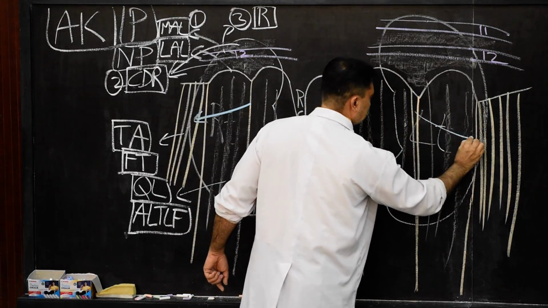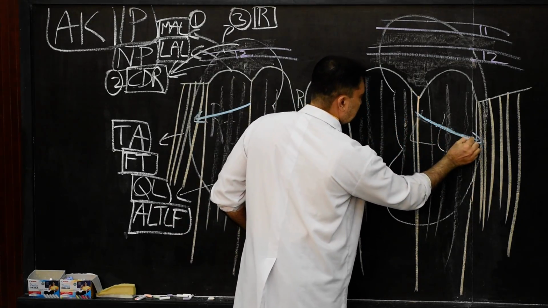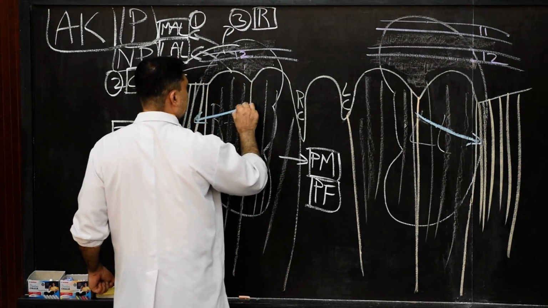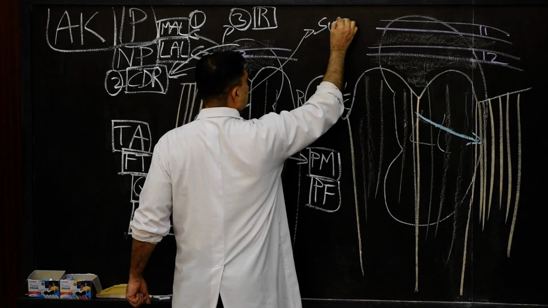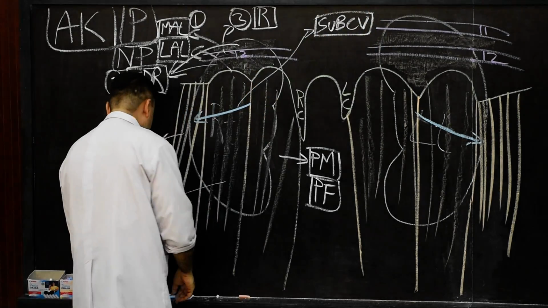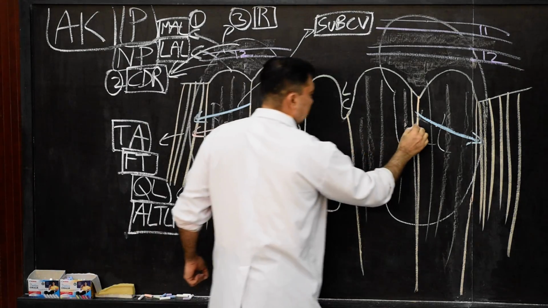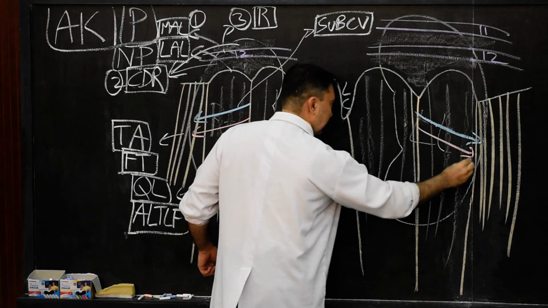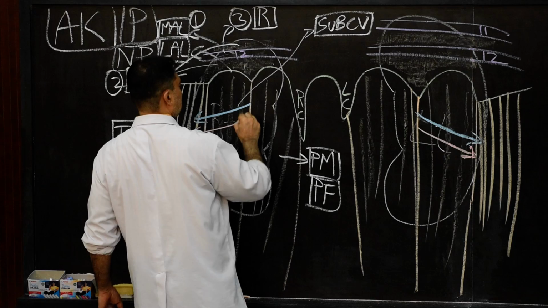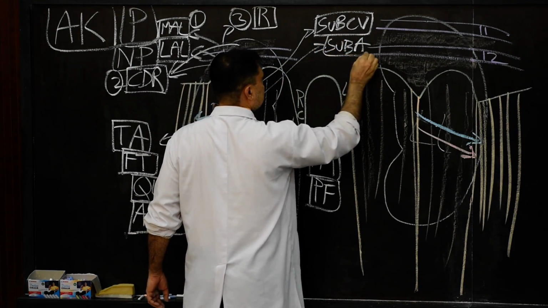Over here also we draw the first structure, and this structure is the subcostal vein. So we mention this as subcostal vein, structure number 1. Then structure number 2, below that, an artery. So here we show this artery, and the name of this artery will be the subcostal artery. So here this is the subcostal artery, structure number 2.